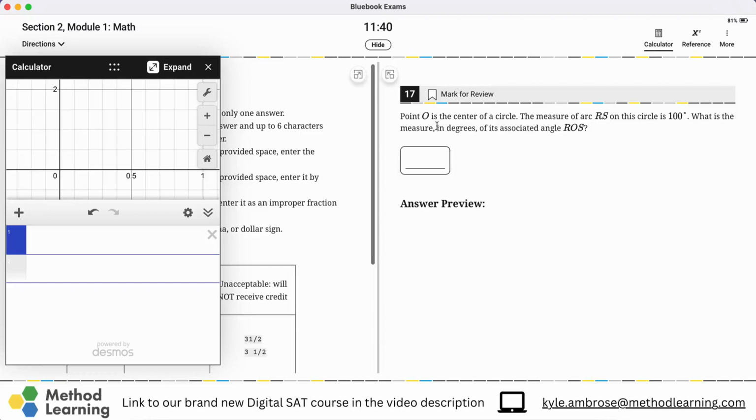Okay, the next one. Point O is the center of a circle. The measure of arc RS on this circle is 100 degrees. What is the measure in degrees of its associated angle, ROS? So this is not something we can do in Desmos, but if you think of a circle, I often think of a 90-degree angle or a 180-degree angle. But basically, if the arc on the outside is 100 degrees, the angle that goes from the center, O is the center, so ROS would go through the center. Kind of hard to explain without drawing a picture, but hopefully you could picture it. It's going to have the same angle as the arc angle, 100. So it's simply going to be 100.